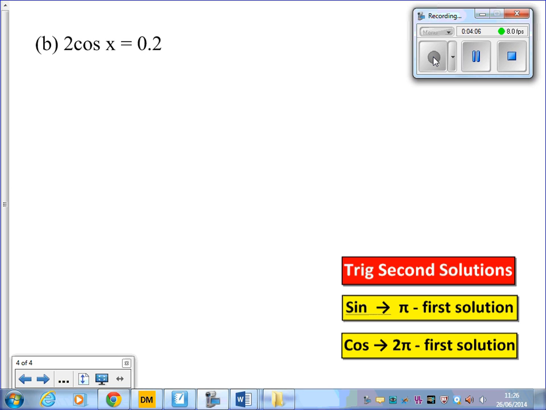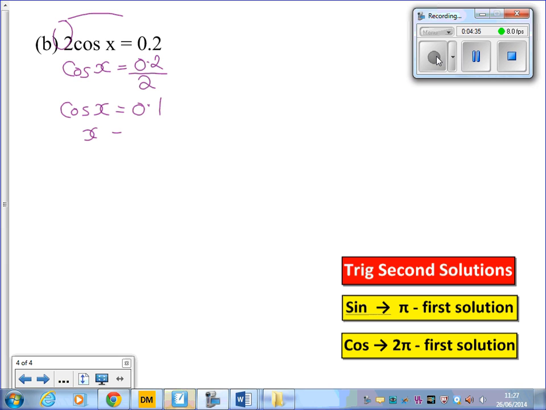Part B is cos and works in exactly the same way. So I'm trying to find x. So to start with, I'm going to divide 0.2 by 2. I've taken this 2 over to the other side. This gives me cos x is 0.1.